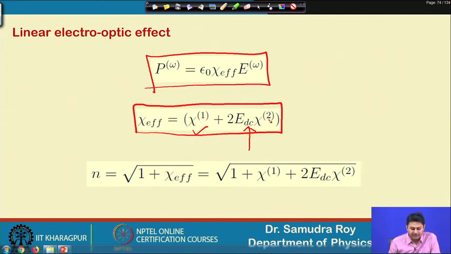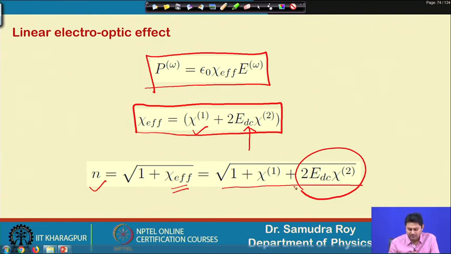Now, after having this effective susceptibility, if I try to understand what my refractive index is, it is nothing but root over of 1 plus the effective susceptibility. So, this effective susceptibility, I should write in this way. This additional term is basically responsible for the change of the refractive index. So, that means I can change the refractive index. The beauty of this term is that I can change my refractive index, but in order to change the refractive index, either E DC or chi 2 both has to be non-zero.